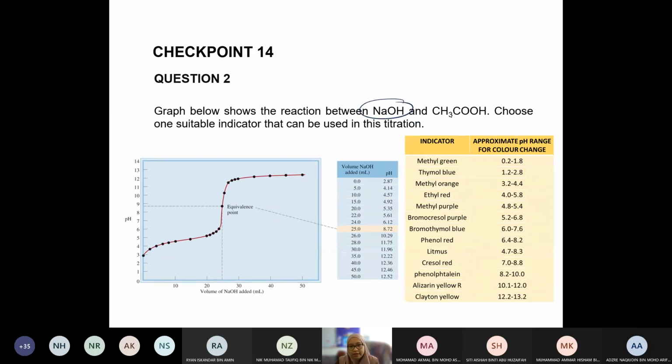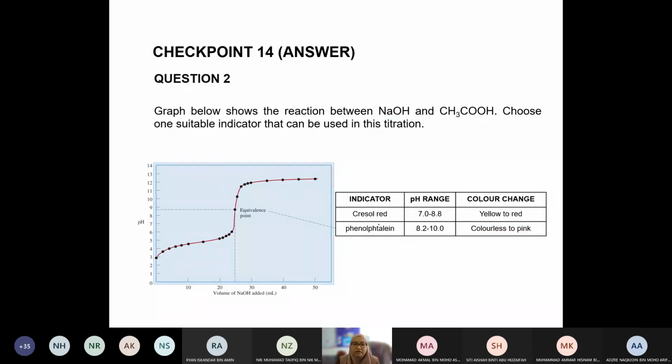Okay, alright. Question number 2. Between sodium hydroxide and weak acid. So the pH would be more than 7 lah kan. Okay, kalau from the data it is 8.72. Okay, so cari range yang dekat kawasan yang cover the equivalent point and this steepest portion lah. Dekat kawasan ni pun boleh. Tapi yang steepest tu lah. Okay, alright. So what are the possible indicators? Is cresol red and phenolphthalein.